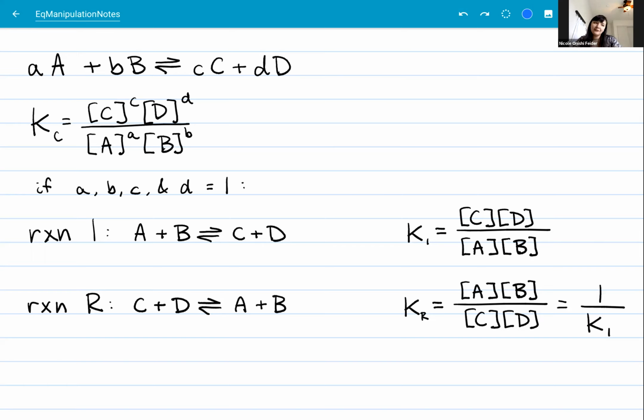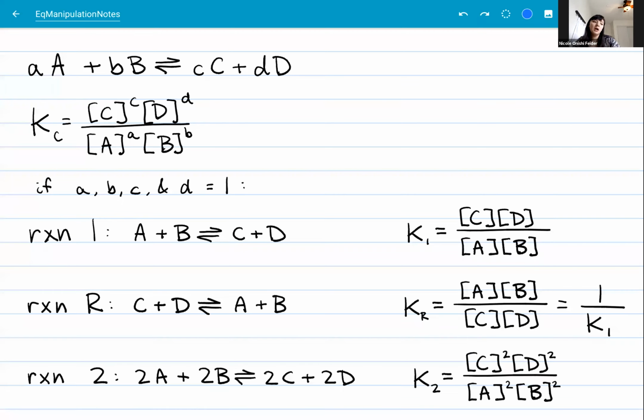All right, what about if we multiply the entire reaction? Say this time all chemicals have a stoichiometric equivalent of 2. So reaction 2, we'll call it, looks like this. And that makes our equilibrium constant for that reaction like so, which now looking at it back at our original equilibrium constant, right, we can see that K2 is actually just K1 squared.